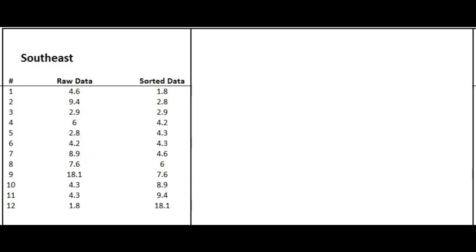Right, let's go ahead and get started with the last section that we have to look at. And this is data from what we call the Southeast. So, of course, our first step is to just sort that data that they give us in the book from least to greatest. All right, so we have done that. We've gone from raw data to sorted data.